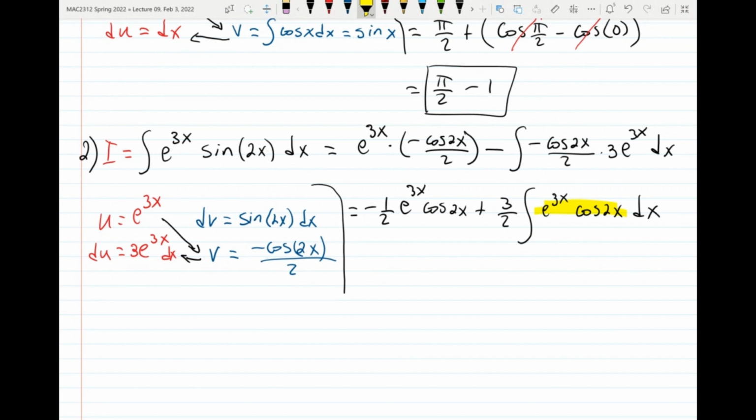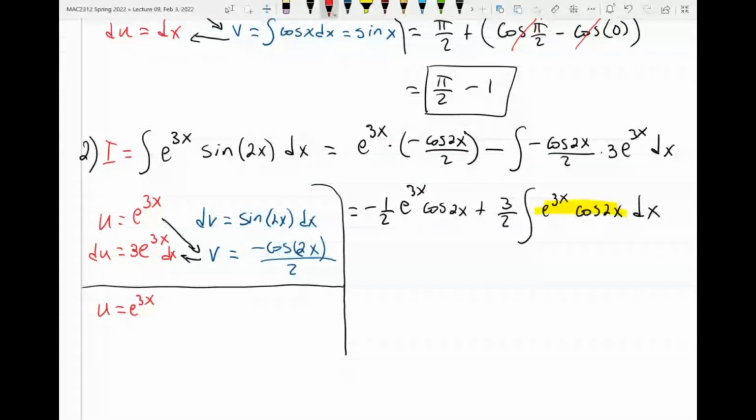So the point now is that we're going to do by parts again. So remember what I told you: we need to be consistent. Because we picked u to be e to the 3x the first time, we need to keep doing this for the second time. Okay? You cannot change it now. You are free to make your choice at the beginning, but once you make a choice, you need to stick with it.